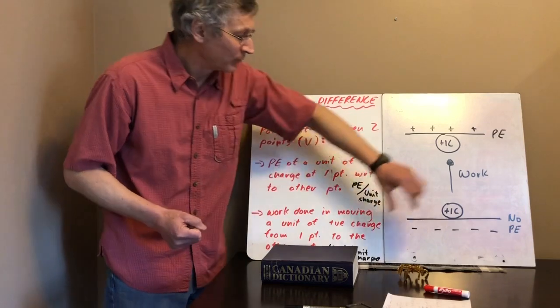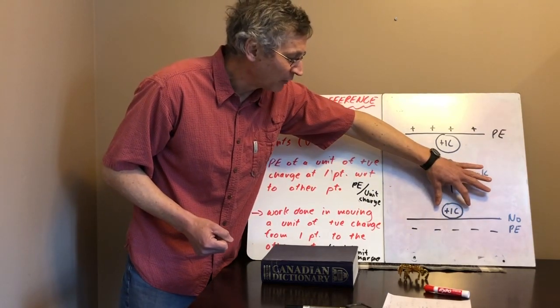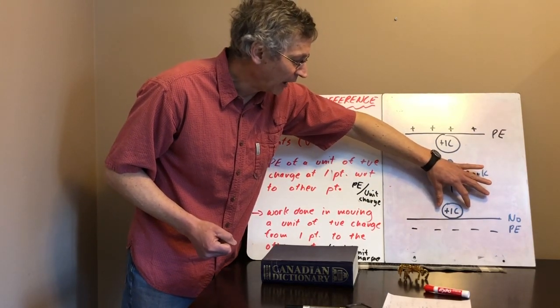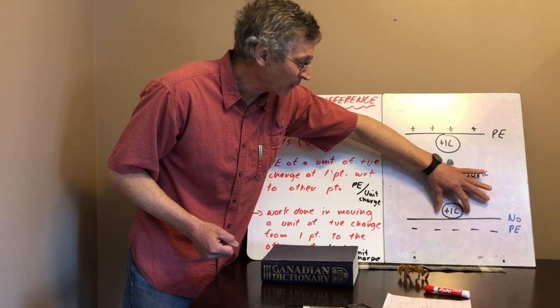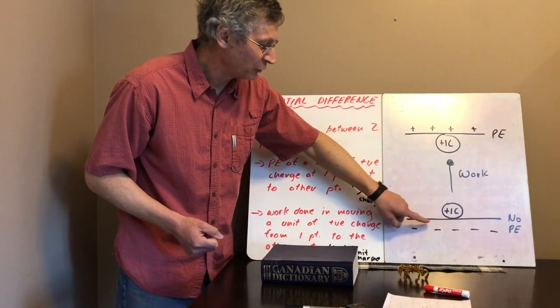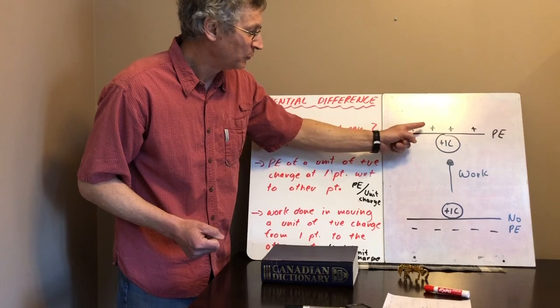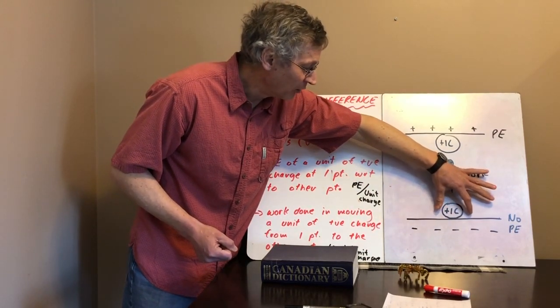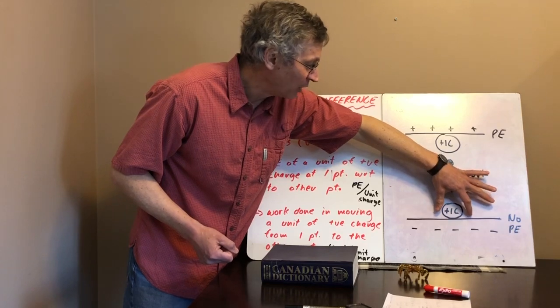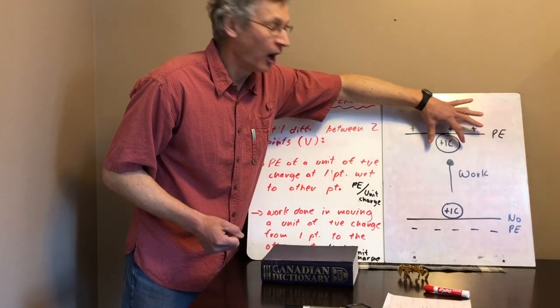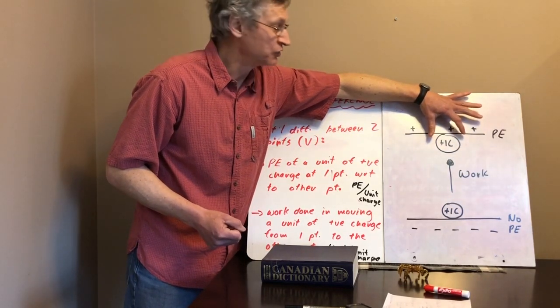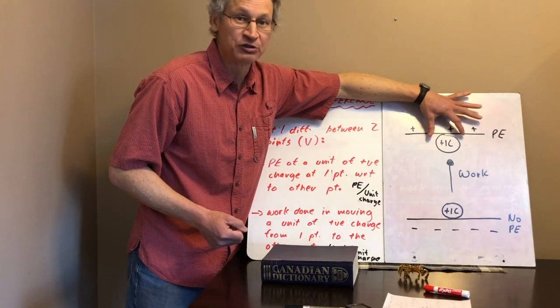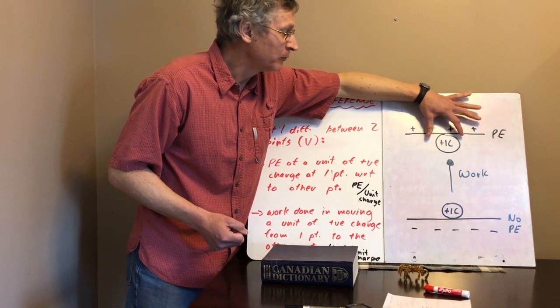So now suppose I grab on to that 1 coulomb charge and remember, it's positive, so these negatives are pulling it down, these positives are pushing it down. If I'm going to move that charge up towards the positive plate, I'm definitely going to have to do some work on it. And once I do some work on it, I give it some potential energy.